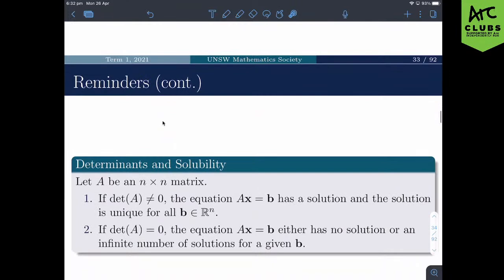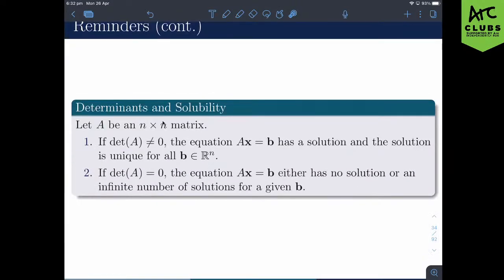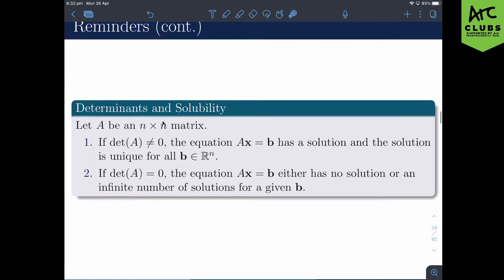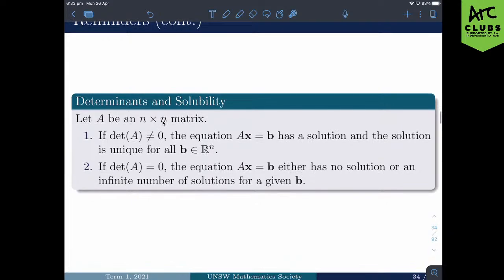Okay, anyways, next reminder, the relationship between determinants of a matrix and the solubility of the linear equations that we form. So if the determinant is non-zero, then the equation Ax equals b has a solution, and the solution is unique for all b. So remember, we're trying to find out what x is here, so it's a solution in terms of x.